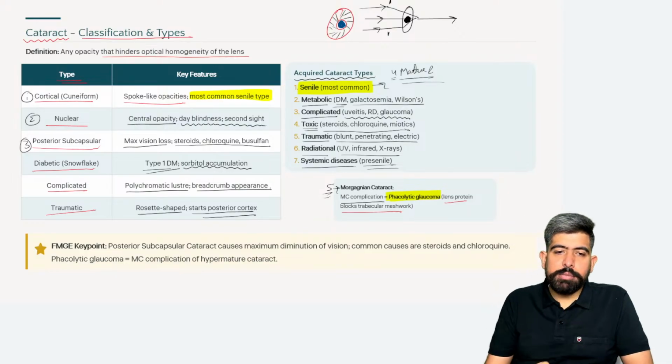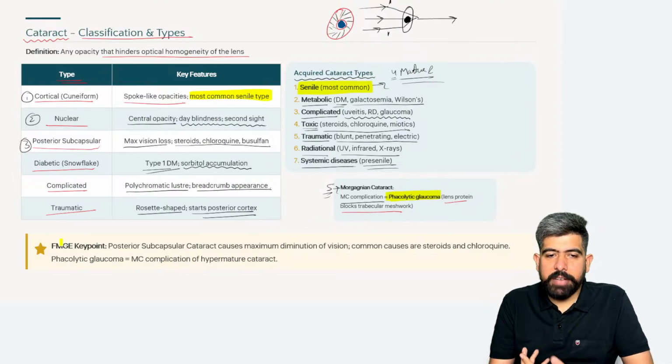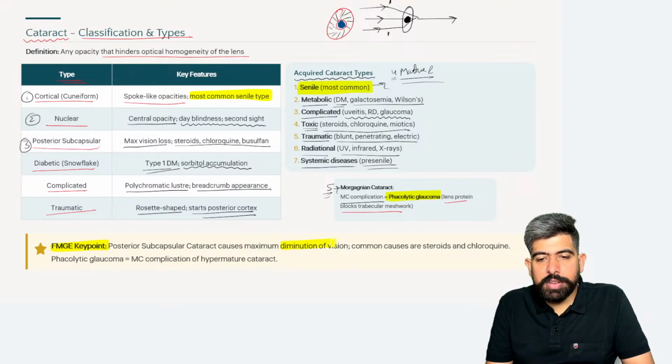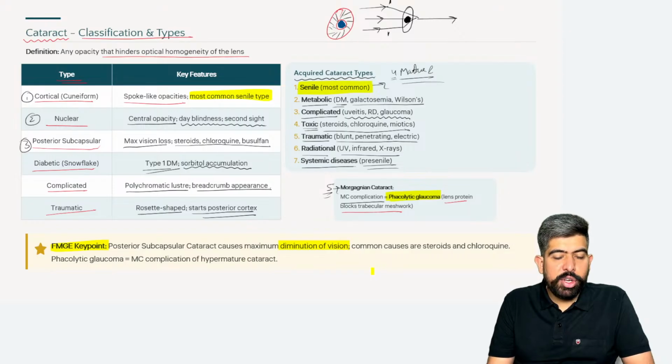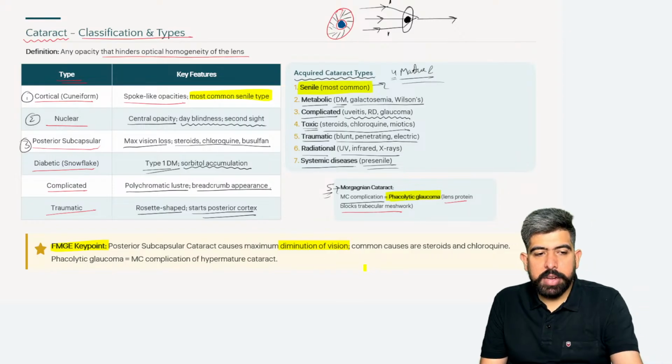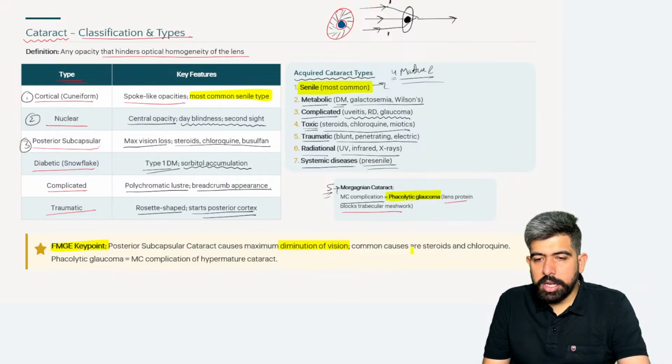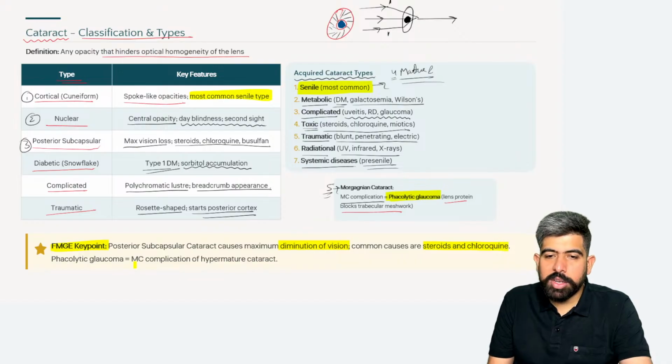Very good. Moving forward, coming to the key points again, FMG key points as already mentioned in every slide. The posterior subcapsular cataract causes the maximum diminution of vision. Please remember it. If we talk about the common cause, the steroid and the chloroquine are the most common causes of toxic cataract. Yes, steroid has the more role to play.